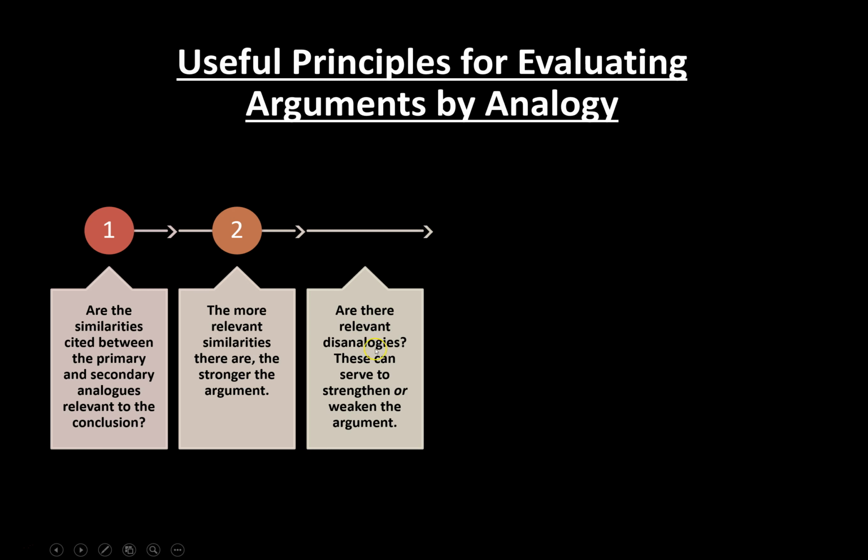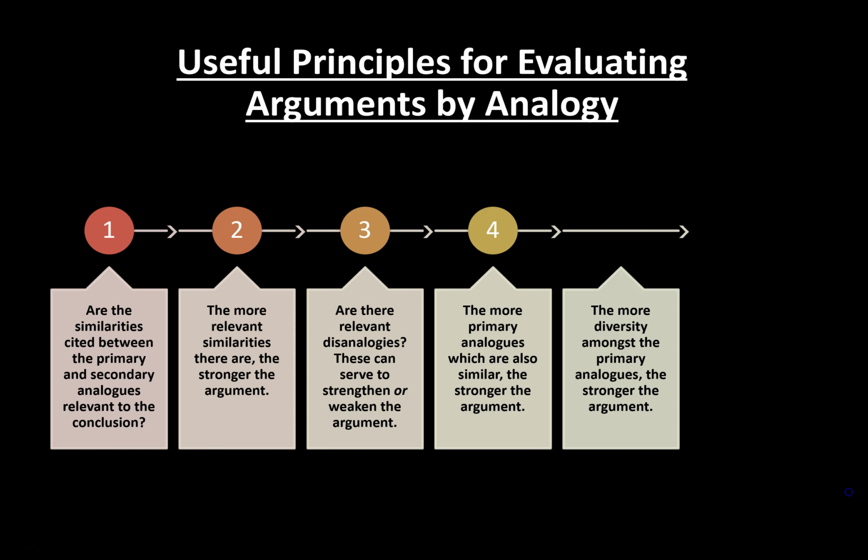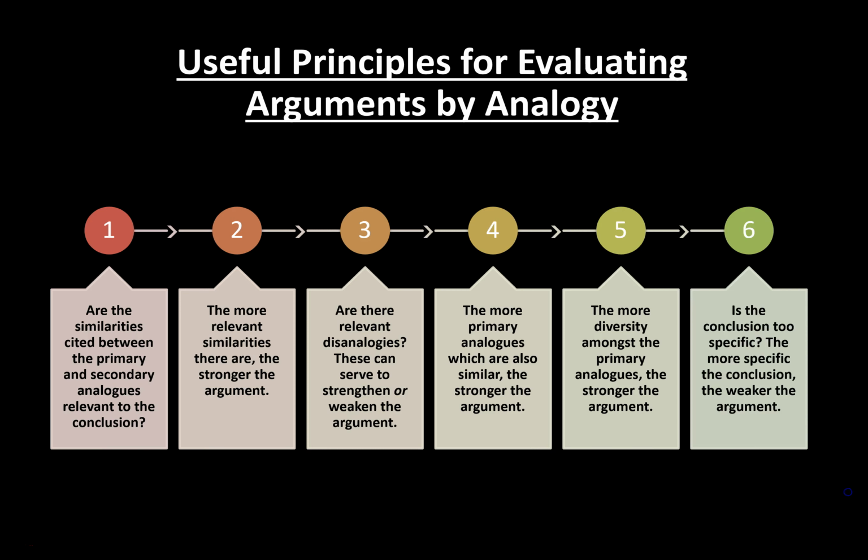Are there relevant disanalogies or dissimilarities between the things you're comparing? Those can serve to strengthen or to weaken the argument. The more primary analogs, which are also similar, or the more things you have as a basis for your comparison, the stronger the argument. The more diversity amongst the primary analogs, the stronger the argument. And is the conclusion too specific? The more specific the conclusion, the weaker the argument.